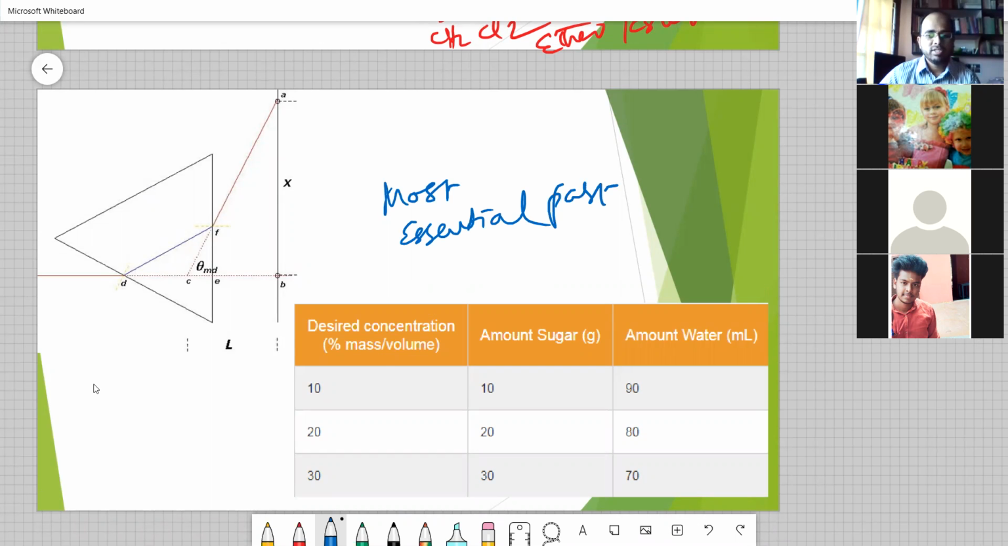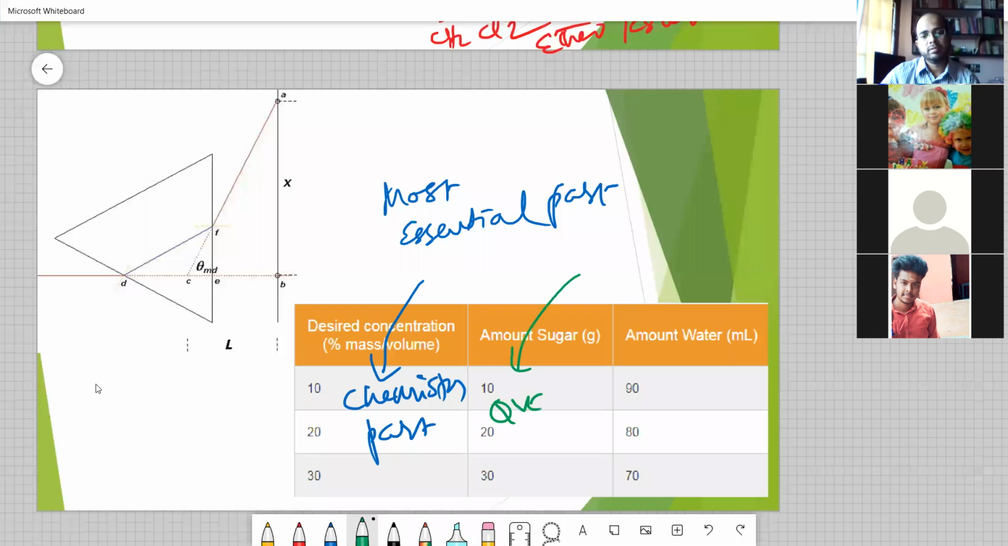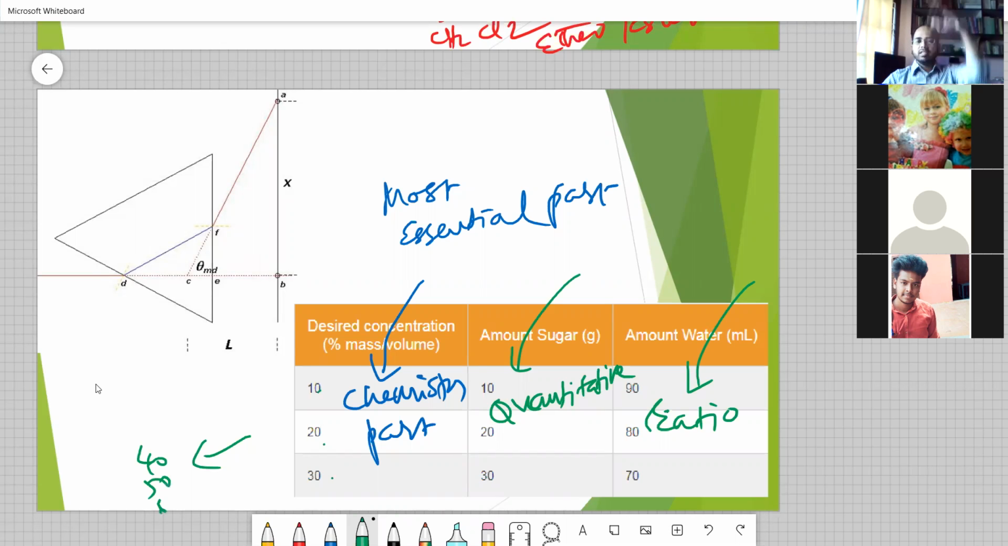Concentration, chemistry part. Amount, quantity part. This is also the same, ratio part. So you can have 10, 20, 30, 40, 50, 60. You can keep on collecting data. Have maximum data, then you will be able to come to some certain conclusion. In the beginning it will be somewhat like that, as you go on you will get a good idea.